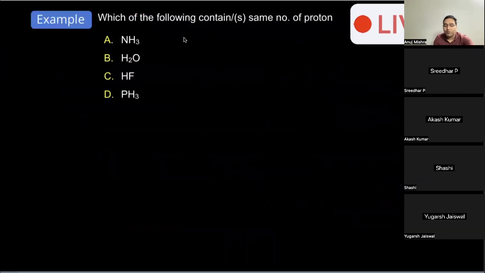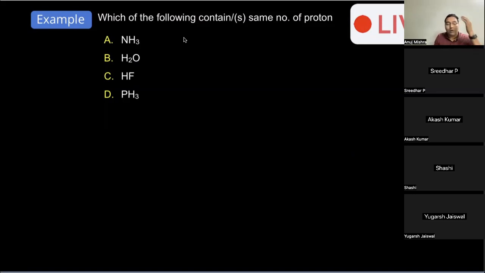And we can answer this question. Which of the following contain or contains the same number of protons? Now here you have to find protons, but in what? In the given molecules NH3, H2O, HF, PH3. So we have to count total protons. You will find N's and H's and add; H's and O's and add; H's and F's and add; and the last option, P and H, you add, right? Total number of protons.